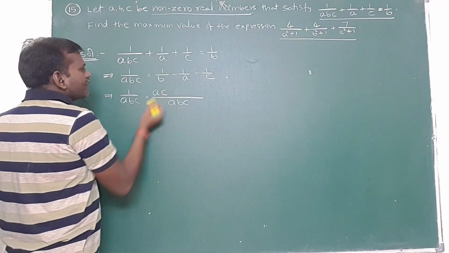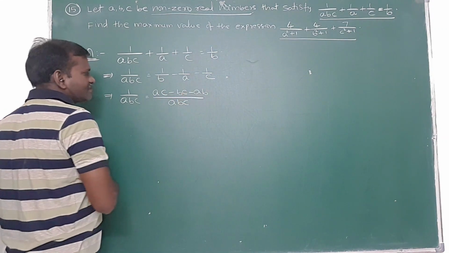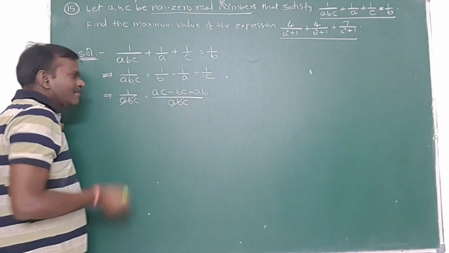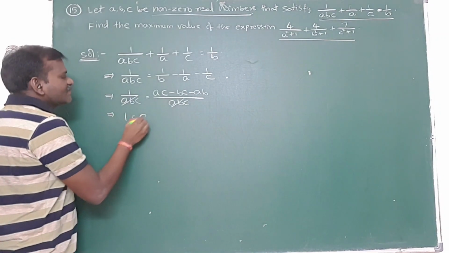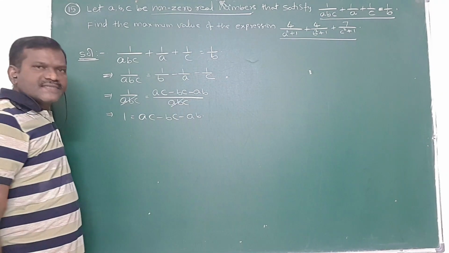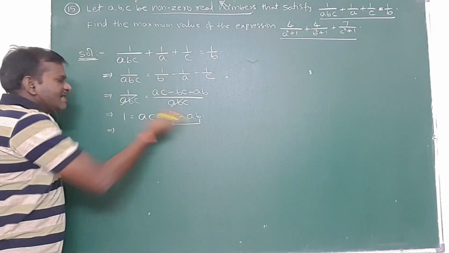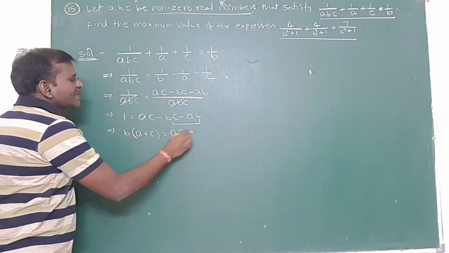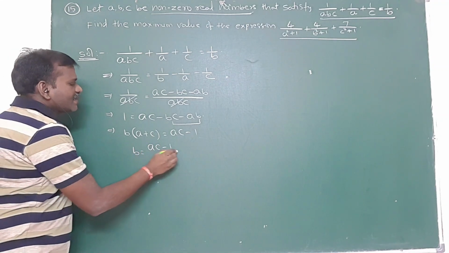On the numerator part I am getting ac minus bc minus a. So this abc and abc get cancelled here. Why? Because all are non-zero real numbers only, that's why I can cancel it. So finally it is left with 1 is equal to ac minus bc minus a. In these two terms b is there. If I take b as common, I am getting b into a plus c is equal to ac minus 1. That means b can be written as ac minus 1 by a plus c.